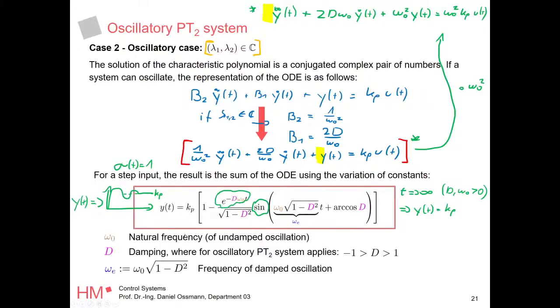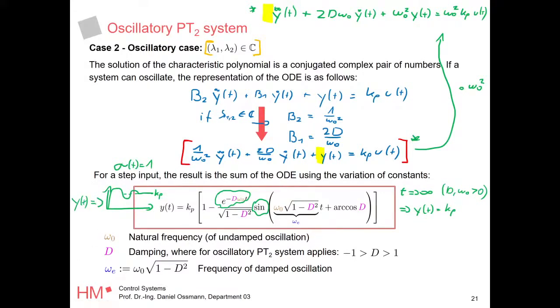So let's define these parameters. This omega 0 is basically the natural frequency of your undamped oscillation, right? D is the damping, like we've learned in mechanics. And if you take a closer look at this term here, this is the so-called frequency of the damped oscillation. In reality, this oscillation will fade out if the system is stable, and you can compute the oscillation by just looking at the period here. I think that's on the next slide.